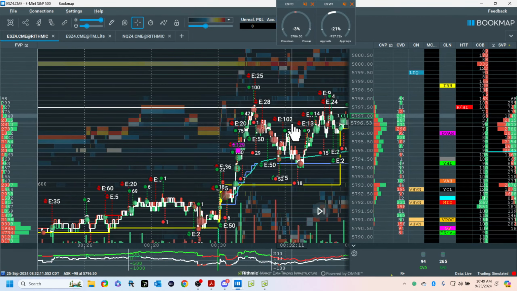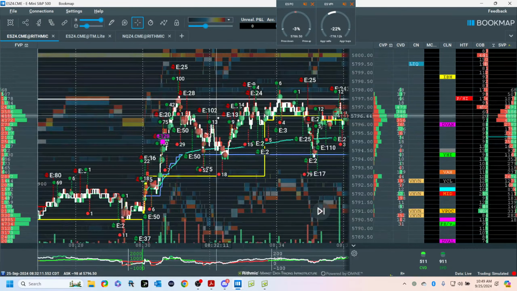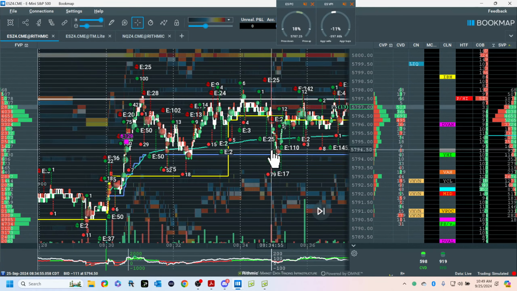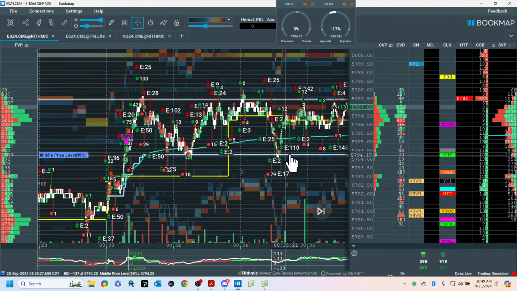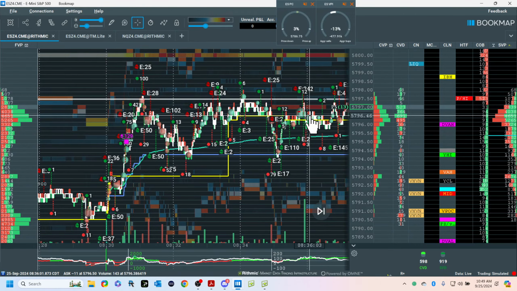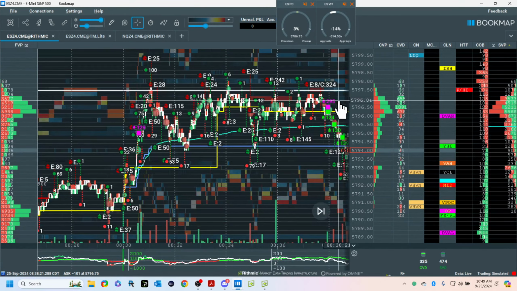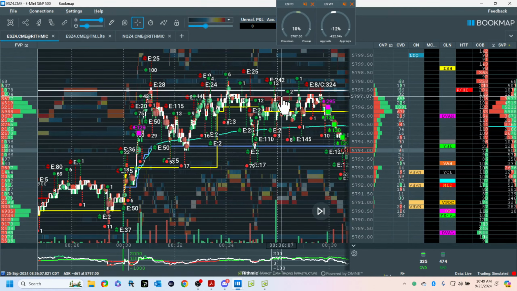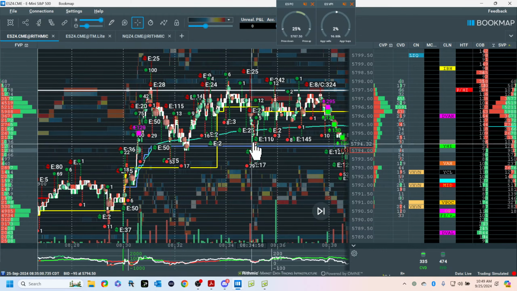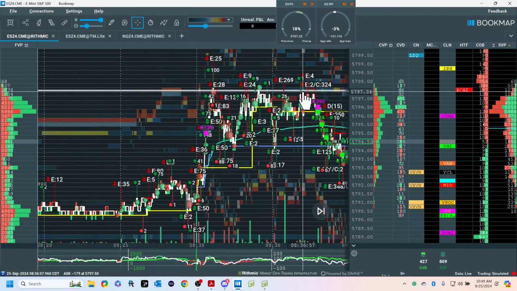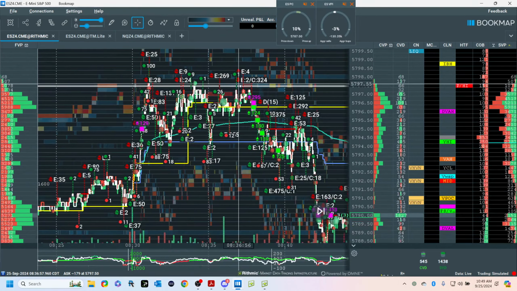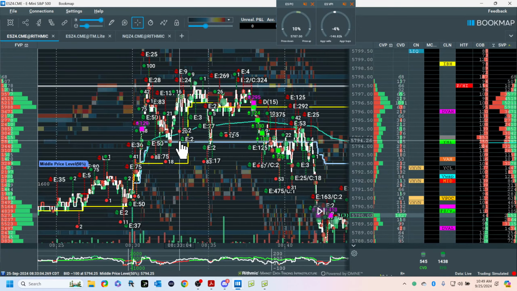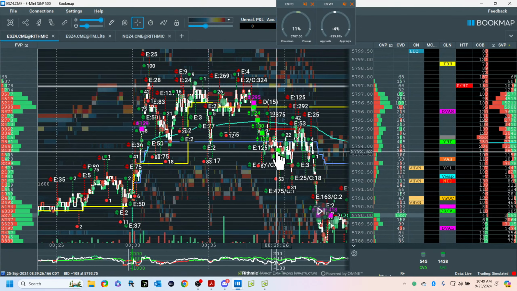VPOC migration. Pull back. This now becomes mean reversion, which means long to here. Resistance is here. So I was taking these longs, and I was getting my scales, all fine. And then we get this thing. When I break here, this is support. Watch. You see where it comes.